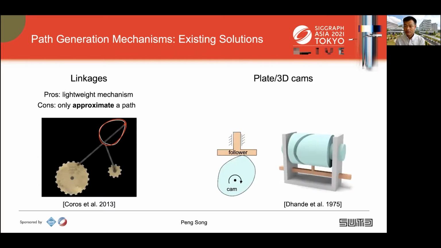The second kind of mechanisms are based on plate or 3D cams. Plate or 3D cams can achieve precise motion control, not just on the trajectory, but also on the timing. However, their limitation is that they can only generate very simple motion paths.